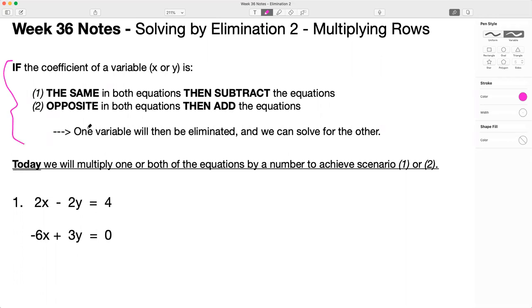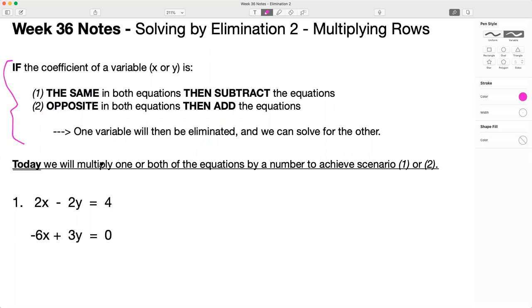We eliminate one of the variables. One of the variables would be eliminated after we add or subtract the equations. And then we solve for the other one and plug the one we get back in to get the second variable. So today, what are we doing?